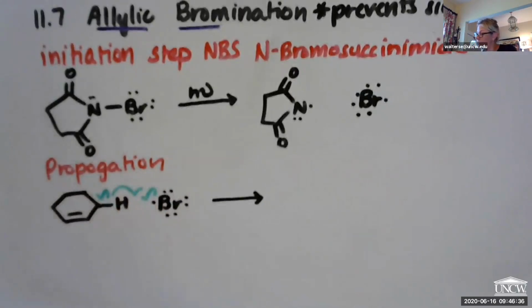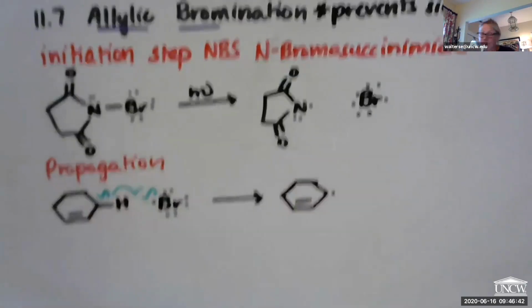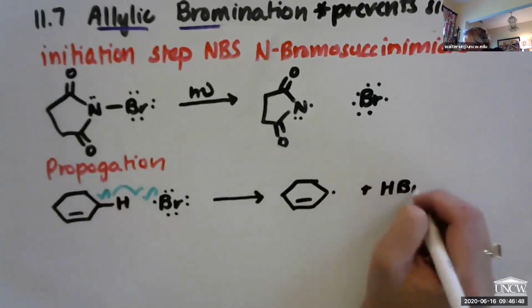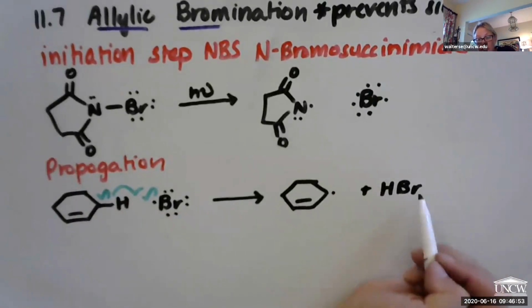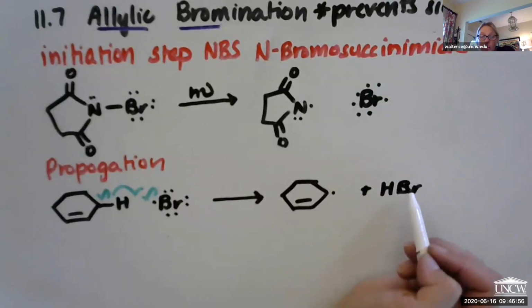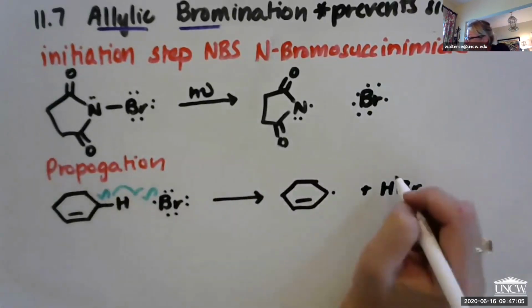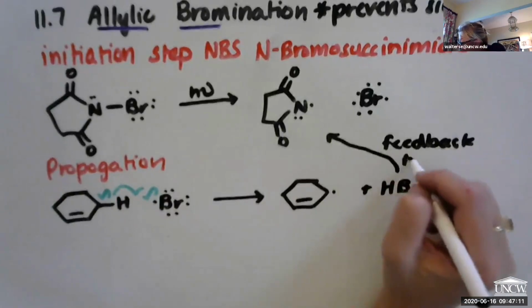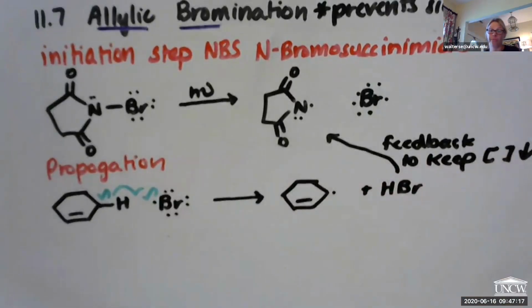So the first step in the propagation is going to be this hydrogen radical abstraction and the formation of the resonance stabilized allylic radical. And you're going to make HBr, which if you didn't have a feedback loop to keep this concentration low, this would cause hydrohalogenation on any of the reactant alkenes that hadn't participated in this step. So this ends up going into a feedback loop to keep concentration, and concentration is square brackets, low.